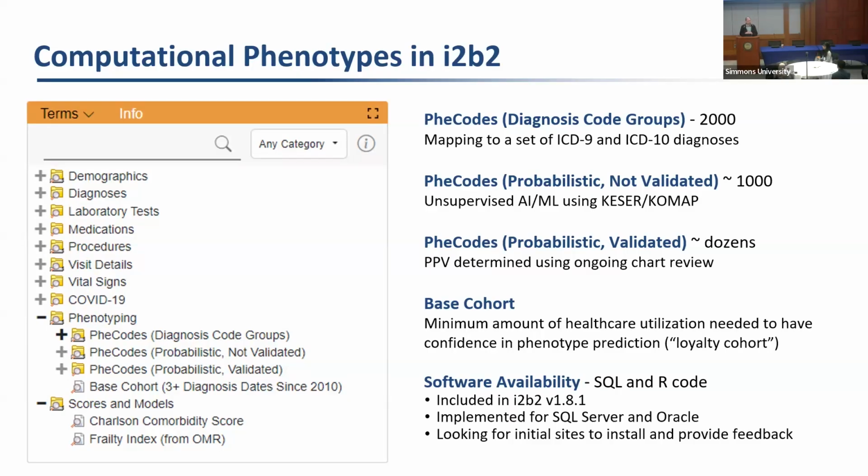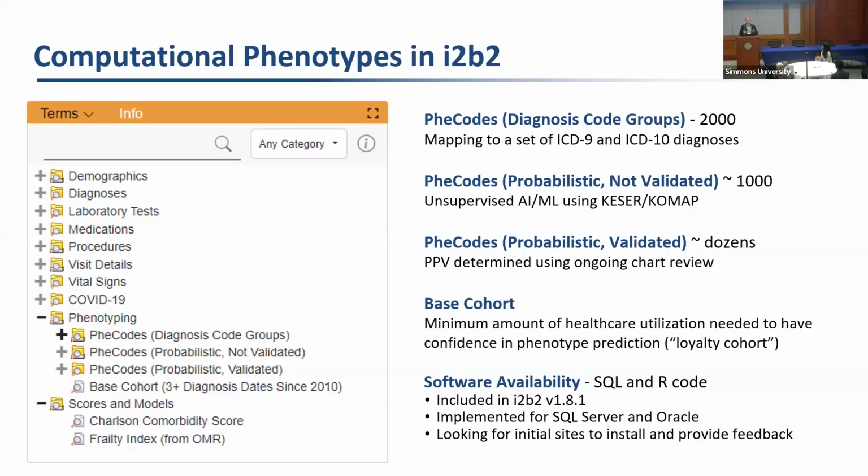Another thing that's important in computational phenotypes, we'll talk a little bit about it tomorrow morning, we have a workshop on this, is the idea of what's the minimum amount of data that you need in order to build these models. We call this the base cohort or the loyalty cohort. So these are patients who didn't just come once to your hospital and you've never seen them again. They've had some amount of longitudinal care at your institution, and you can trust that these models have the data needed to predict whether they have a condition.